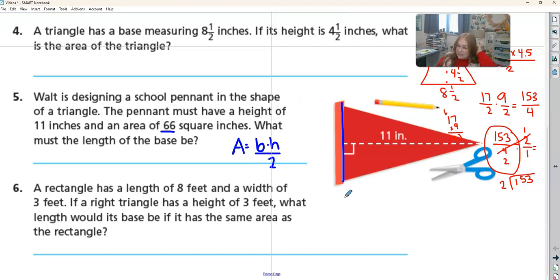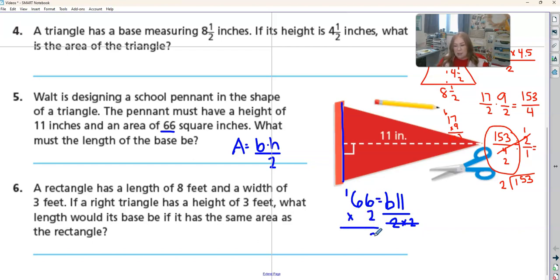Area is 66. The base, oh, that's what we're looking for. We don't know the base, but we do know this height. The height is 11. So we have 11 B's, and then we're dividing by 2. So we need to undo this, so we're working backwards. Normally we would times and then divide, so we're just going to do it backwards. The opposite of divide is to times by 2 on both sides.